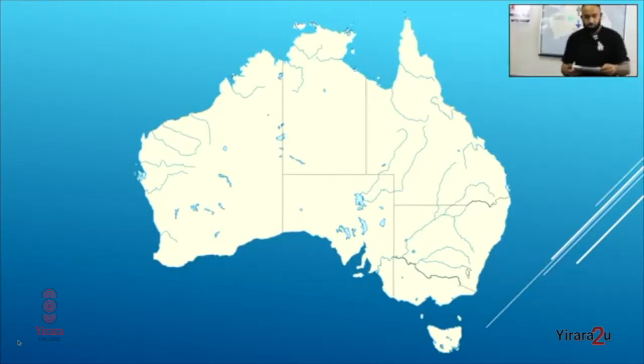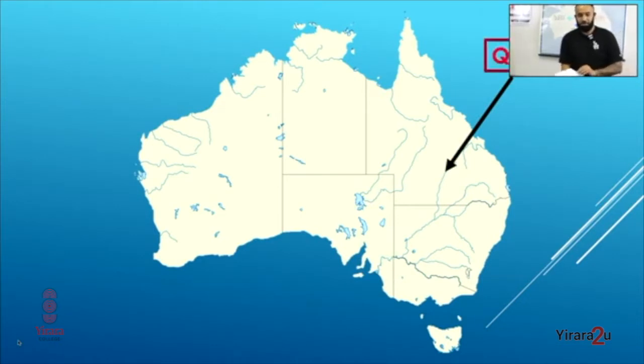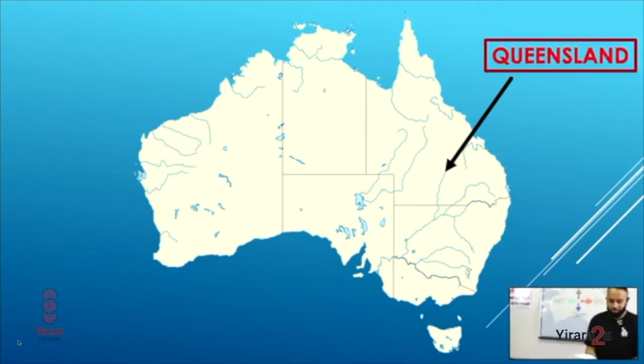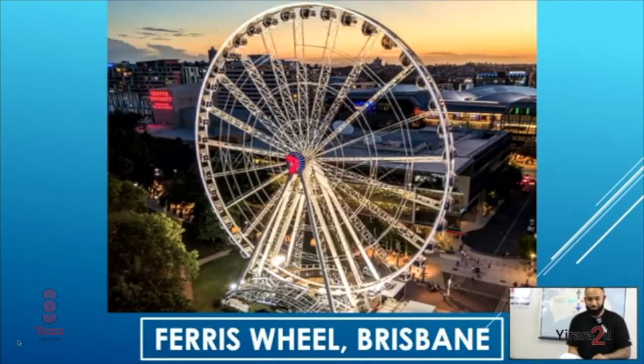Let's move on. So now that we're moving to the right-hand side of the map, or the eastern side of the map, what's the next state? What do you think the next state might be? Yes, it is Queensland. And one of the famous attractions we see in Queensland is the famous Ferris wheel. If you're scared of heights, I recommend you do not go on there.